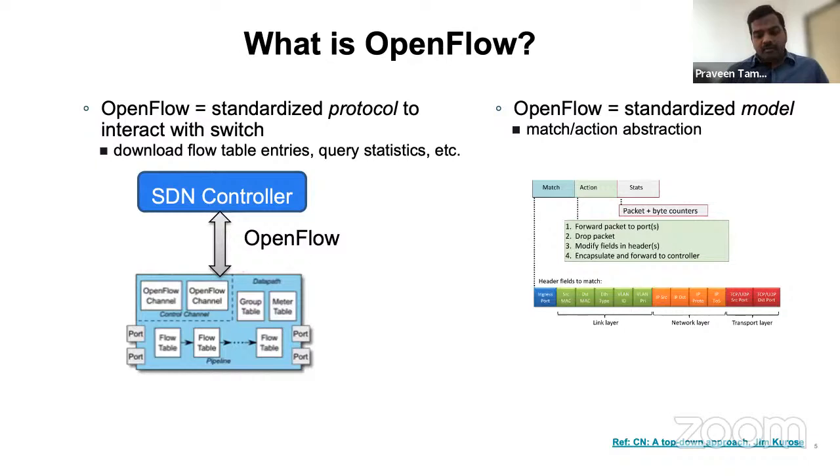And to be more specific about what exactly OpenFlow is, it's about two things. One is a protocol to interact with the switch so that you could update table entries or query network statistics using that protocol. Another aspect of OpenFlow is a clean match-action abstraction, so that the different control plane applications can program the switch data plane based on this match-action abstraction.